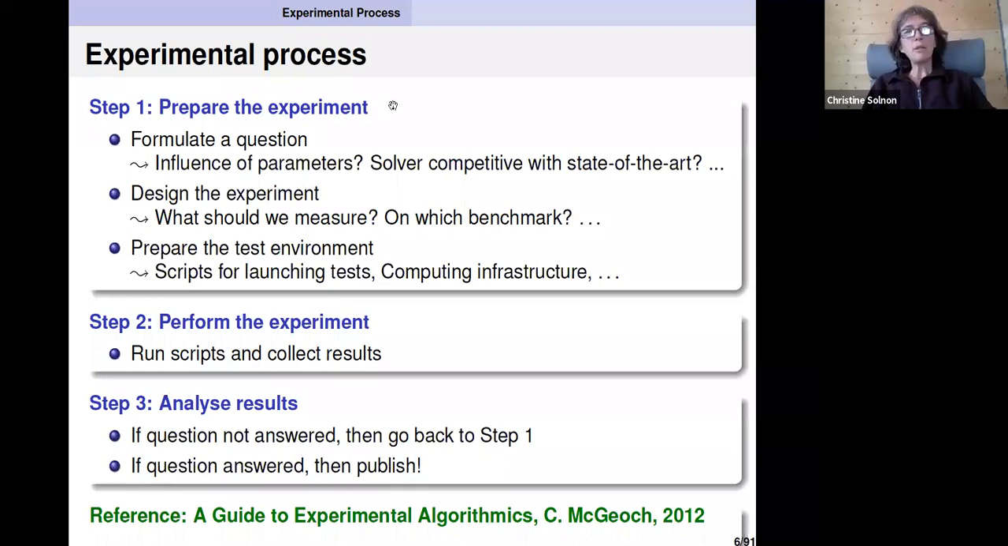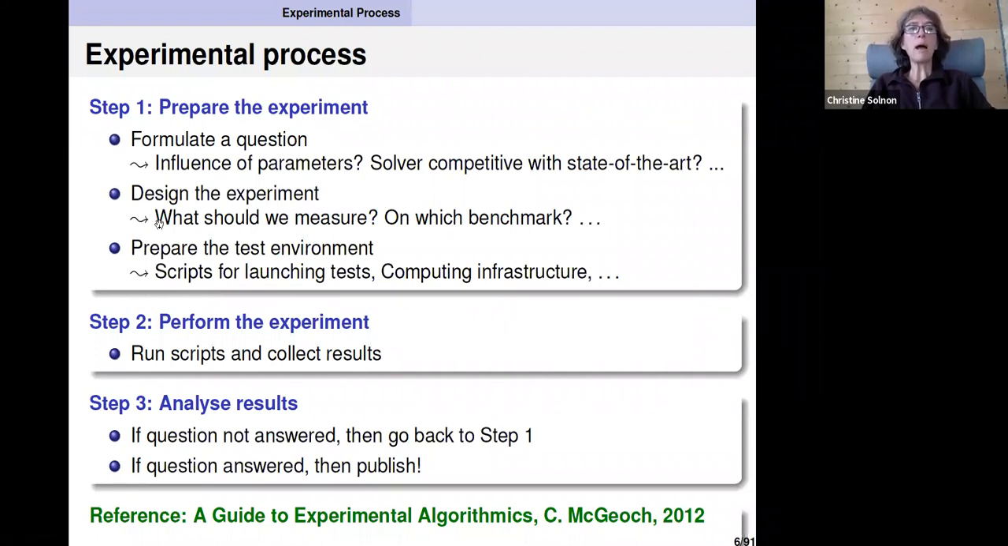So the experimental process is done in 3 steps. The first step is to prepare the experiment. So first you have to identify a question. If you don't have any question, just don't do any experiment. And the kind of question you can have is, for example, what is the influence of a given parameter on the solving process? Or another question, which is quite classical in our domain of research, is my new solver competitive with state-of-the-art solvers?